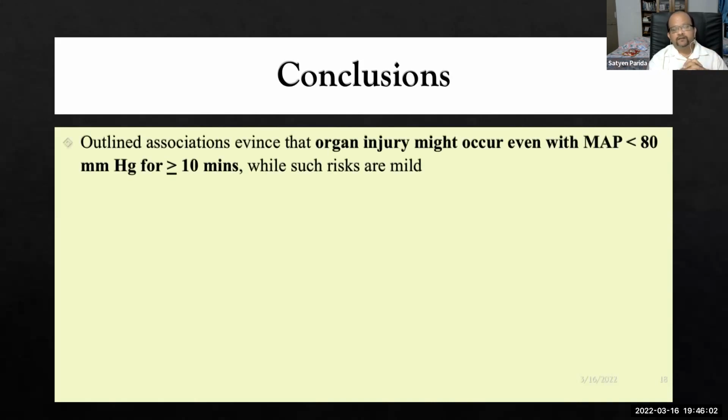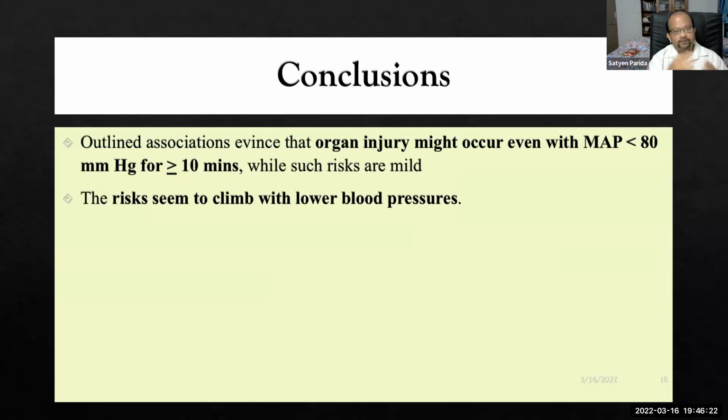Firstly, there seems to be some evidence that at mean arterial pressures less than 80 millimeters of mercury, there could still be some risk for organ injury, especially when the durations of exposure are substantial, although overall these risks seem to be mild. The risks, however, seem to escalate as the blood pressure thresholds come down and with increased durations of exposure to these lower blood pressure thresholds.